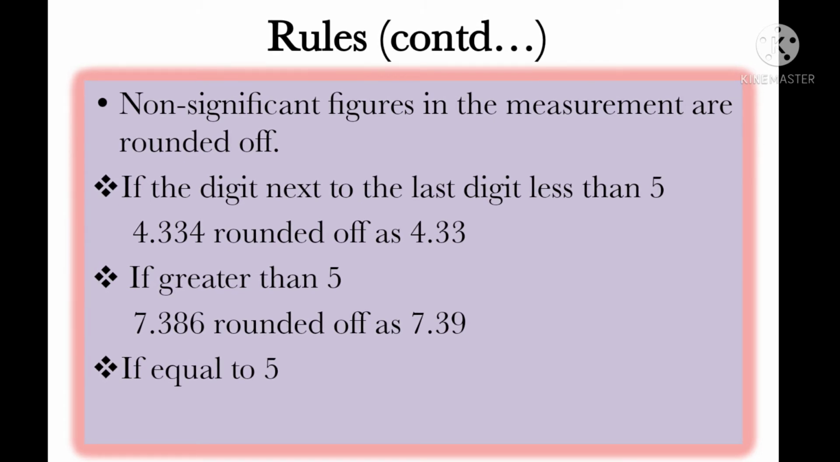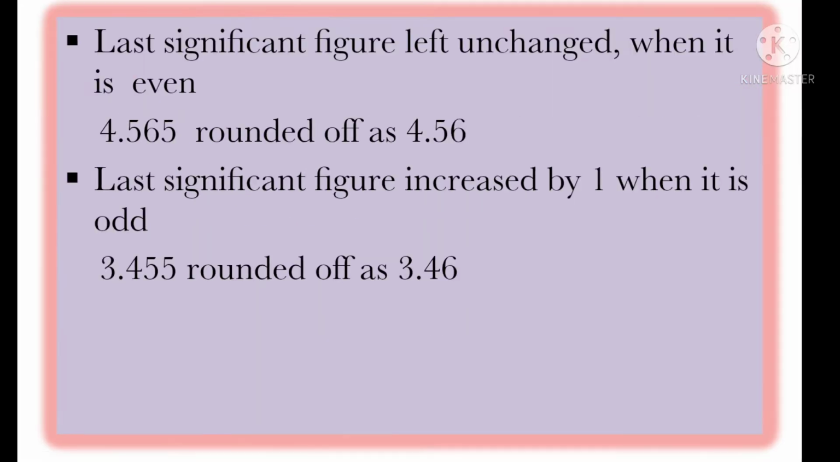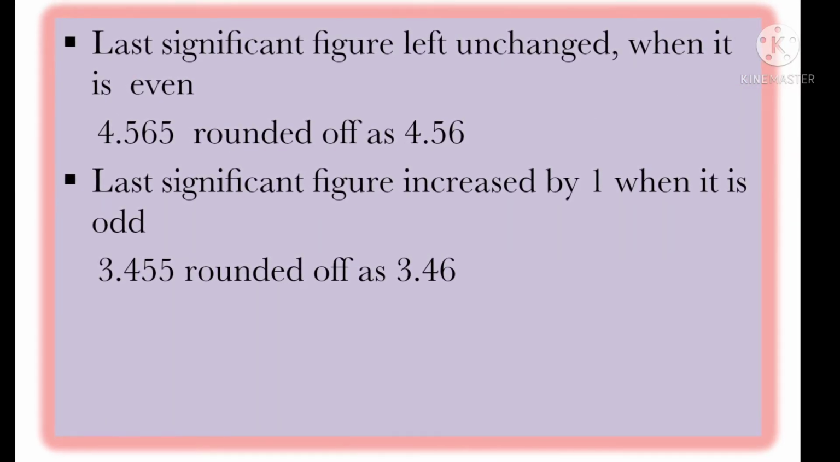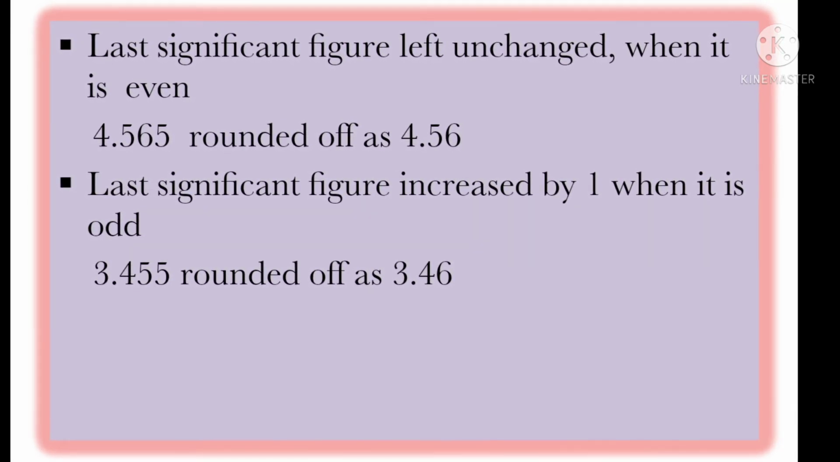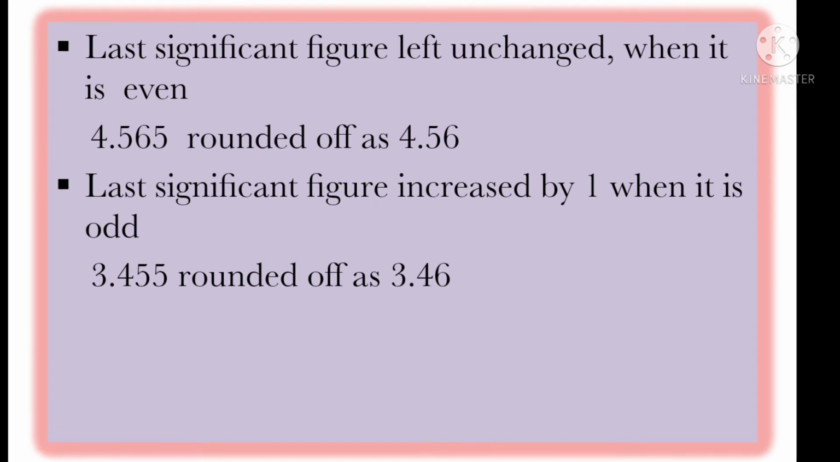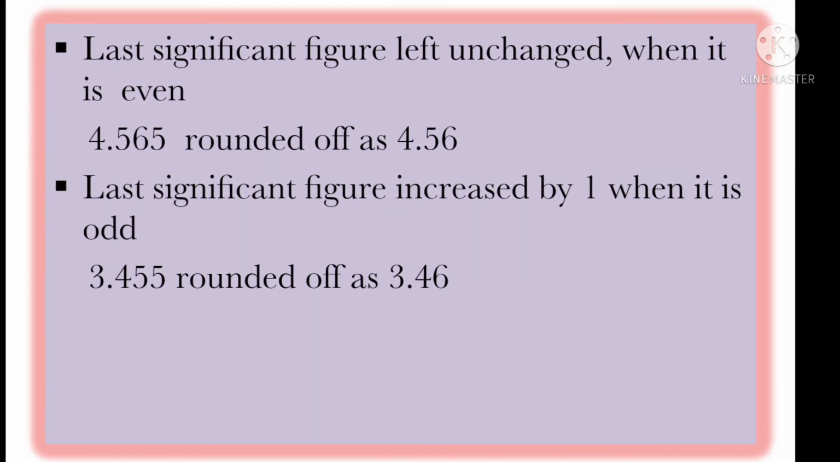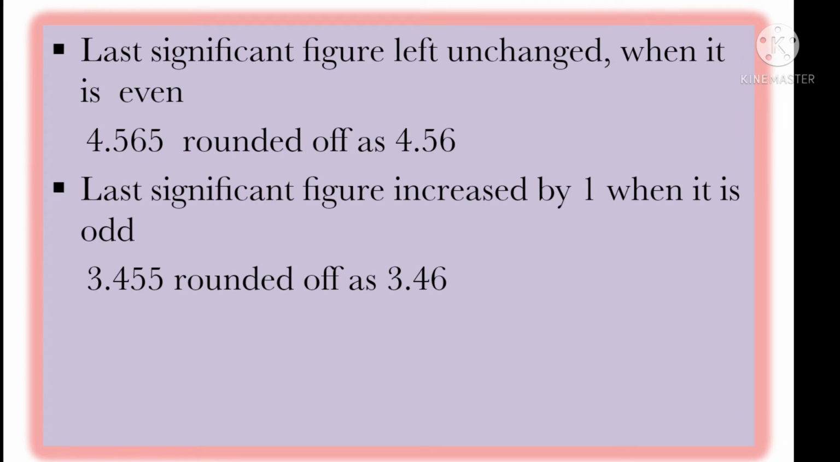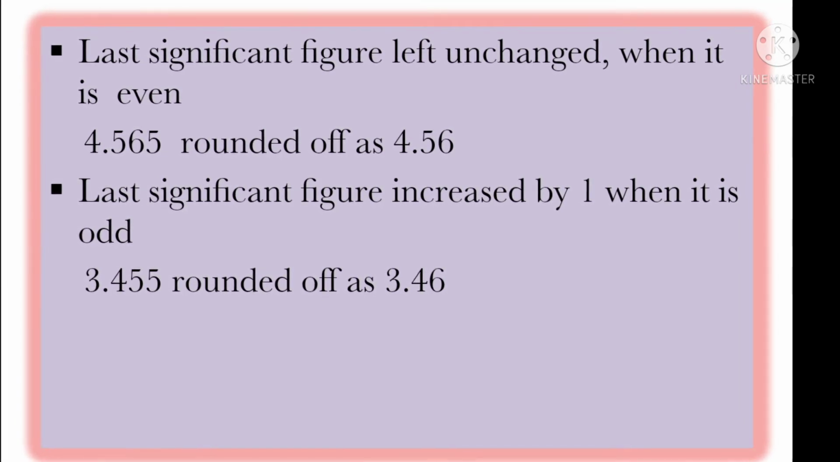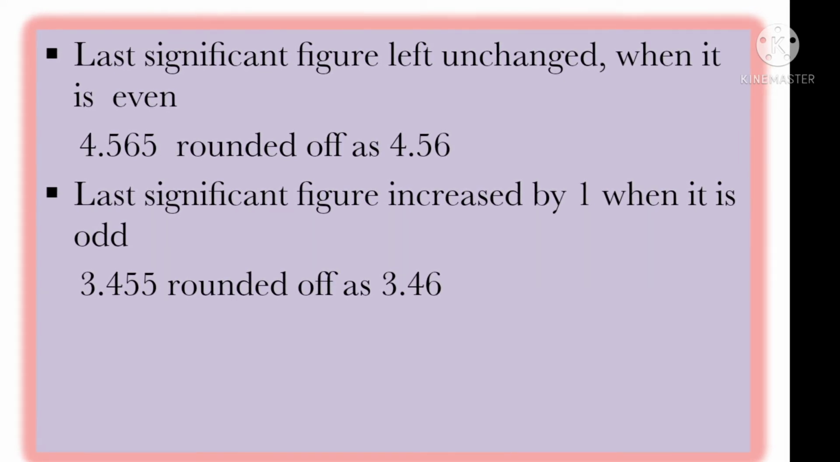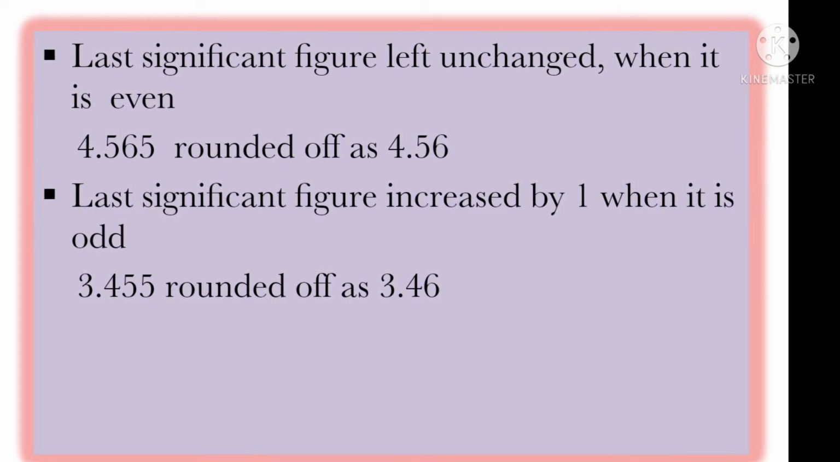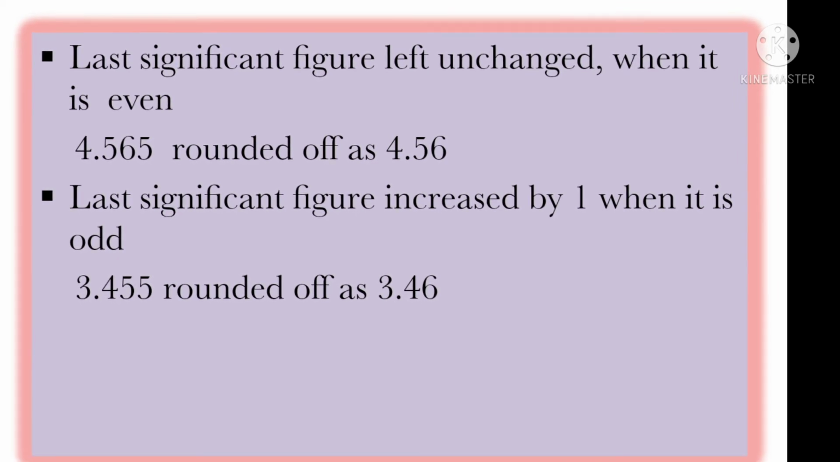Then a question may arise, what if the next digit is equal to 5? So let's see what happens when the next digit is equal to 5. If the next digit is equal to 5, the last significant figure is left unchanged when it is even. The example is 4.565, which can be rounded off as 4.56. Then the last significant figure is increased by 1 when it is odd. 3.455 can be rounded off by increasing 1, as 3.46.